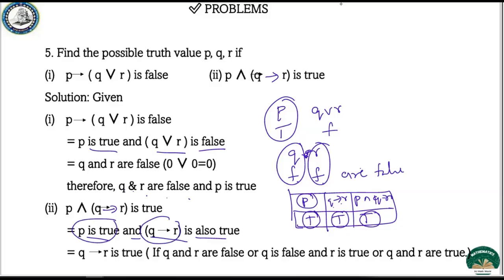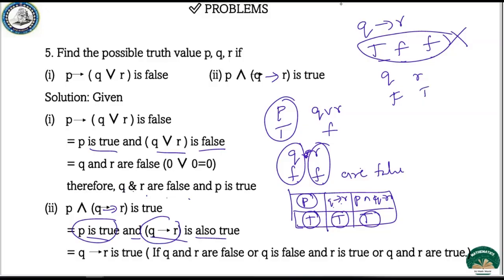When is the condition Q implies R true? If it is T and F, it is F, otherwise it is all true. So we should not check for that condition, but otherwise it is all true. So Q implies R is true if Q and R are both false, or Q is false and R is true, or Q and R are both true. So these are the three conditions in which the value will be true. Then moving on with the next question you have.